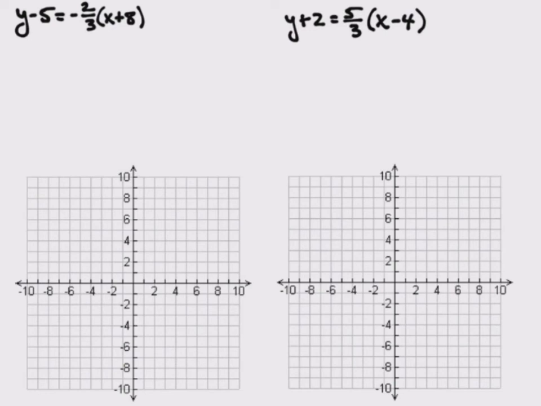Now let's look at the first equation. Y minus 5 equals -2/3 times the quantity x plus 8. Now up until now, our initial gut reaction has been to put this in a y equals form, find the y-intercept, and find the slope. So why don't you pause the video and just put this in a slope-intercept form first.